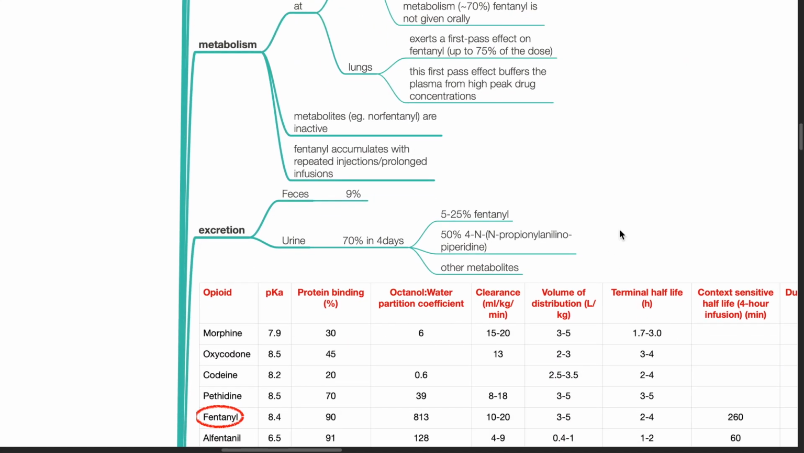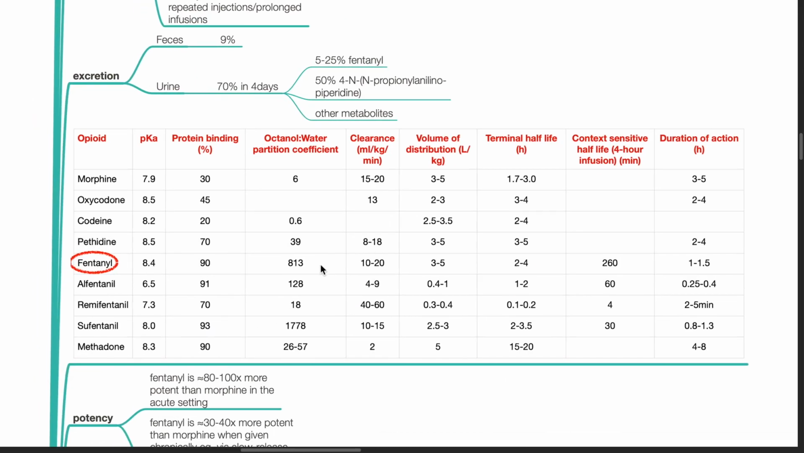Excretion. 9% of fentanyl metabolites are found in the feces. 70% of fentanyl metabolites are found in the urine at 4 days. The pKa of fentanyl is 8.4. Protein binding is 90%. Octanol-water partition coefficient 813. Clearance 10 to 20 mL per kg per minute. Volume of distribution 3 to 5 liters per kg.